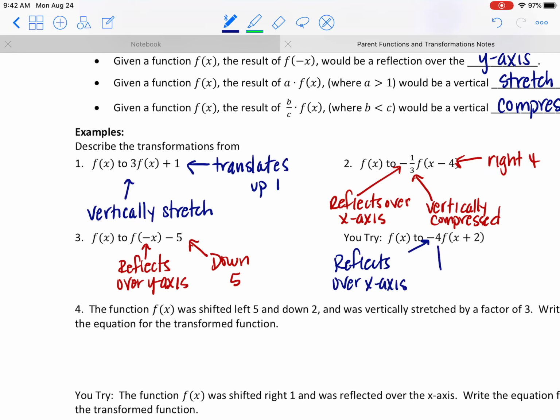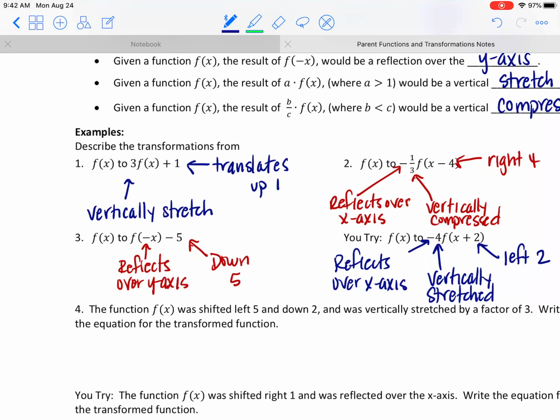And then we've got the 4, which is actually going to vertically stretch the graph. Technically, we'd say vertically stretched by a factor of 4. And then a plus 2, not a plus 2 for the function, but a plus 2 with x. Add 2 to x, not the function. That's going to make the graph translate to the left 2 units.